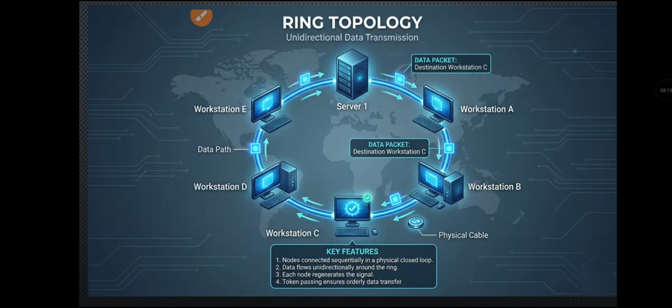Then the third one, just look at the screen. It is a ring topology. Just look at the arrangement of computers here. They are in circular form, in a circle. So we can easily guess the meaning of ring topology based on this picture.